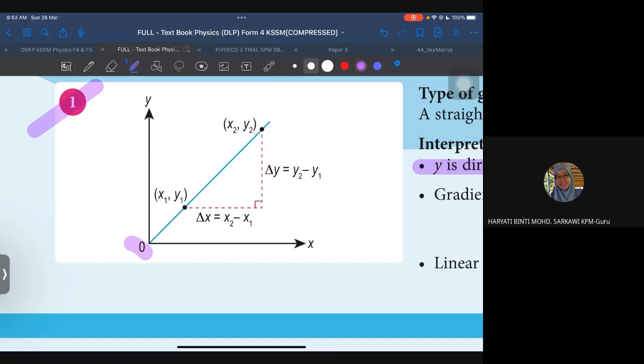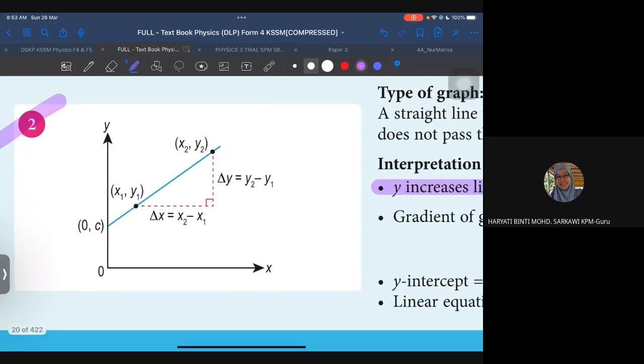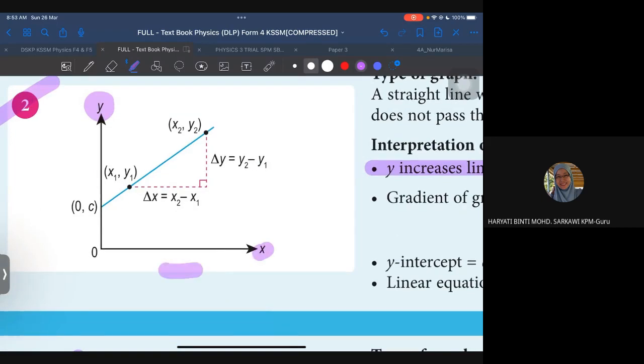If you have this type of graph, a straight line from the origin, we say that y is directly proportional to x. Then if your graph is a straight line graph but it does not start from the origin, just like this, this one is increase linearly. Why do we say increase linearly? See, y increases linearly with x. When x increases, y also increases. That's why we say this is increase linearly, to differentiate it from the directly proportional graph.